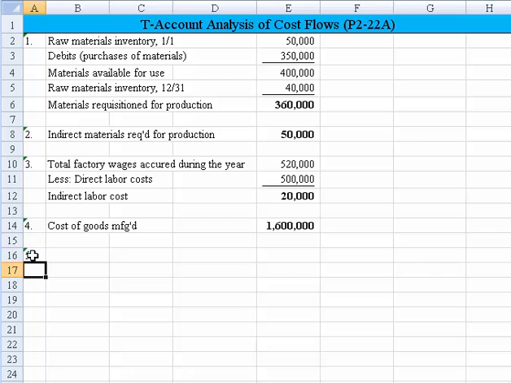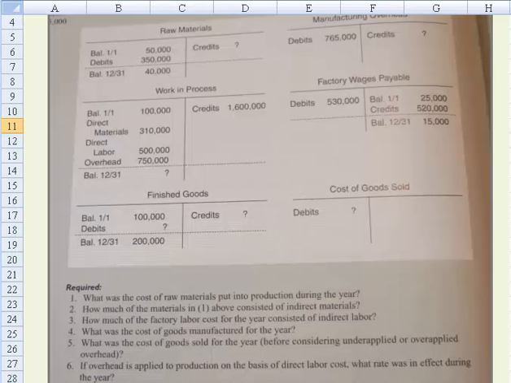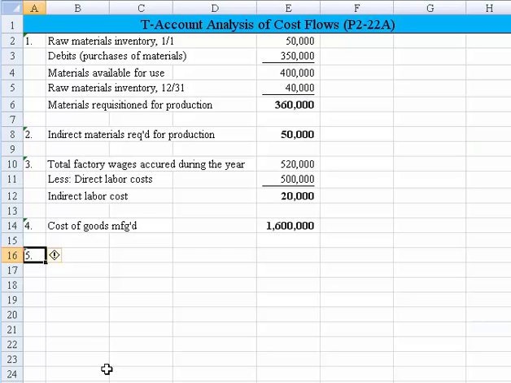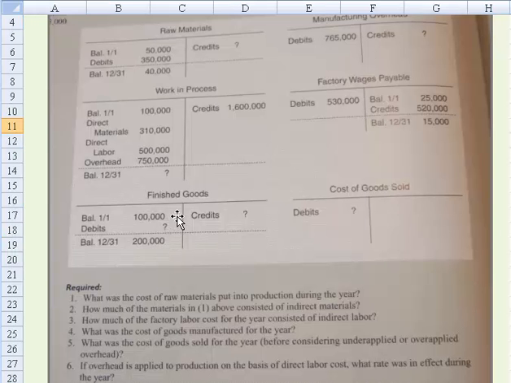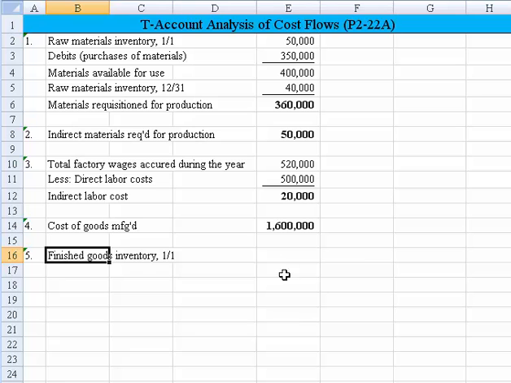Now on number 5, let's see what we're going to be asked here. What was the cost, I'm reading to the left of my mouse now, what was the cost of goods sold for the year before considering underapplied or overapplied overhead? Okay, let's go back here. What we need to do is sort of work a cost of goods sold schedule to come up with this. So let's start off with finished goods inventory at the beginning of the year. And that number was, looks like 100,000 to the left of my mouse. So I'll jot in the 100,000.